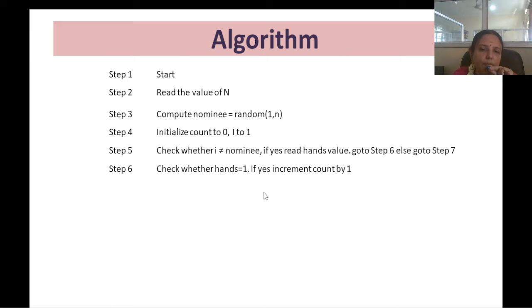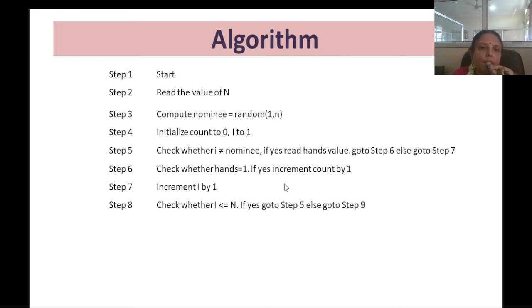In step 6, we read the hand signal, whether it is 1 or 0. Check if hands is equal to 1. If yes, increment count by 1. Then increment I by 1. Then we check whether we have finished observing all the persons. So we check I is less than or equal to n. If yes, go to step 5, which means some more persons still have to be observed.